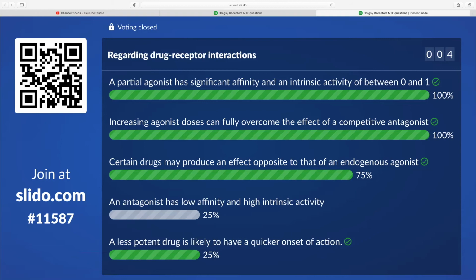And then a less potent drug is likely to have a quicker onset of action. Yeah, I said false to that. I think it's true, because if it's less potent, you give it in a higher dose, which means it's in a higher concentration. But I'm assuming that you're giving it at a higher dose. So the question doesn't say you're going to give it at a higher dose. I wrote the question, I thought it's true.